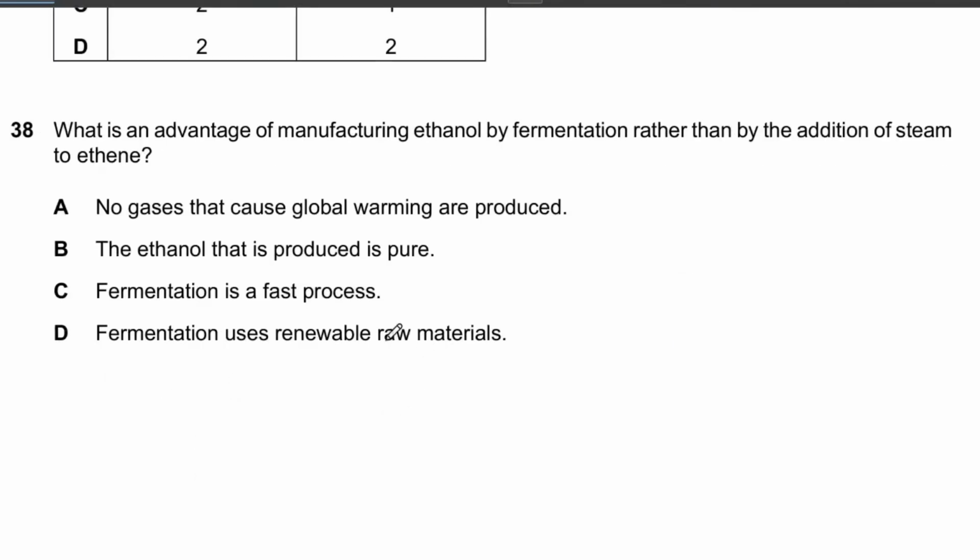Question 38. What is an advantage of manufacturing ethanol by fermentation rather than by the addition of steam to ethene? So you need to know the advantages and disadvantages of these two methods of manufacturing ethanol. So the answer here is going to be D. Fermentation uses renewable raw material, while addition of steam to ethene is not a renewable raw material.